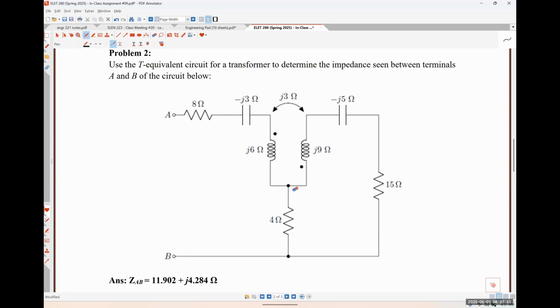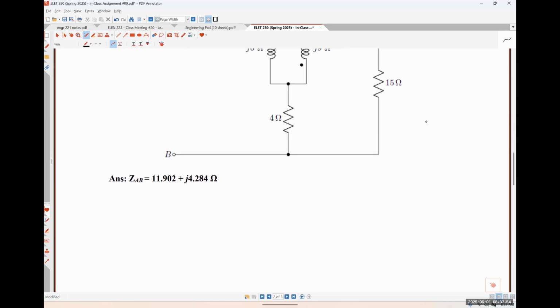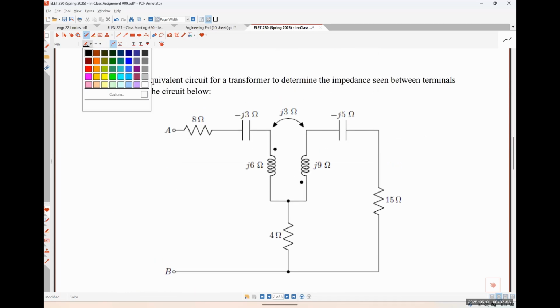But instead of doing a bunch of circuit analysis here, I'm really just interested in what the equivalent impedance of this is going to be. So can we apply the equivalent transformer model to simplify this thing and find some equivalent impedance for the whole system, okay? So I'm going to start us off. I'm just going to put kind of a box around the transformer.